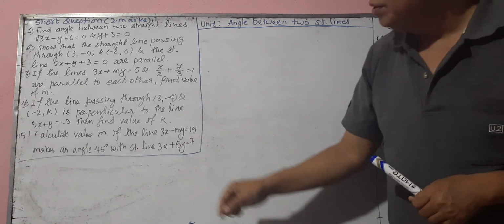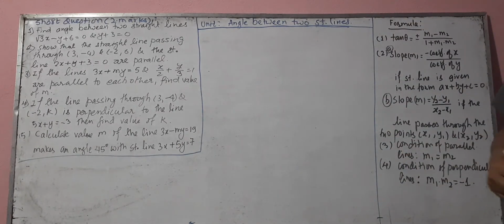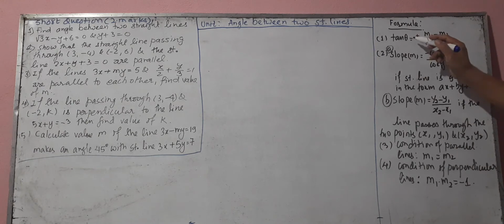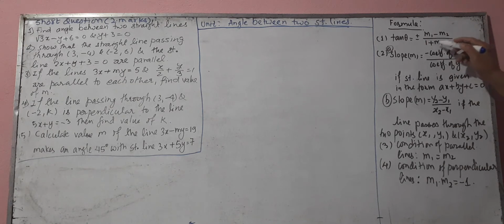Before starting the solution of these 5 questions, let us discuss the formula. The first formula is tan theta equals plus minus (m1 minus m2) divided by (1 plus m1 times m2), and it gives the angle between two straight lines.